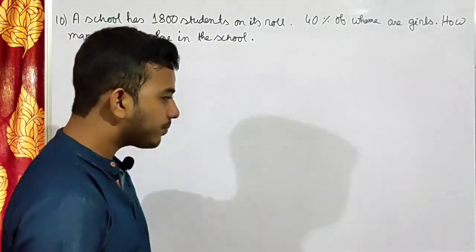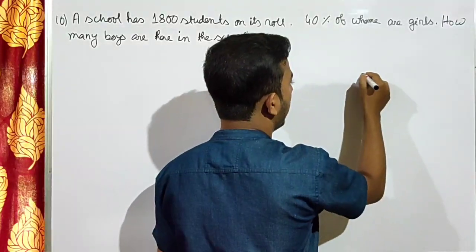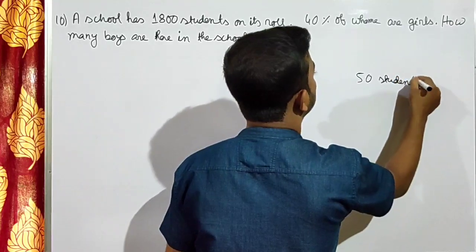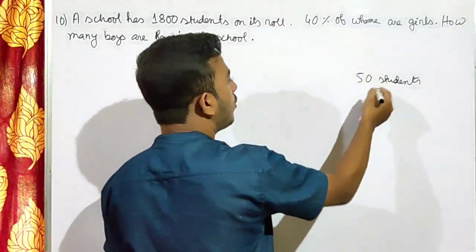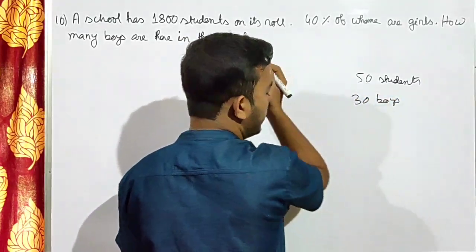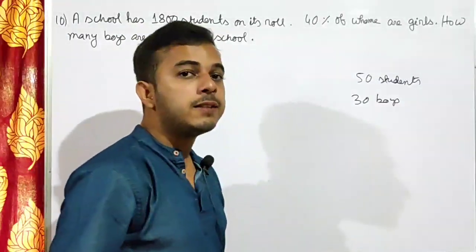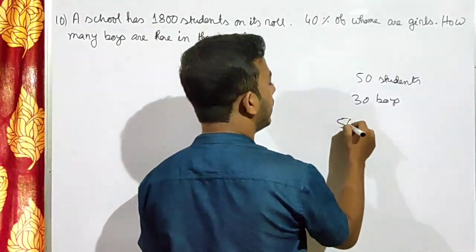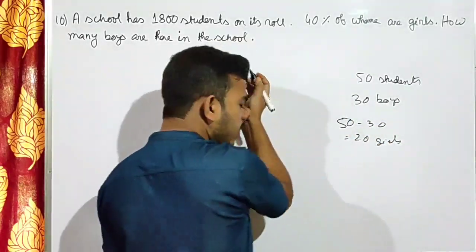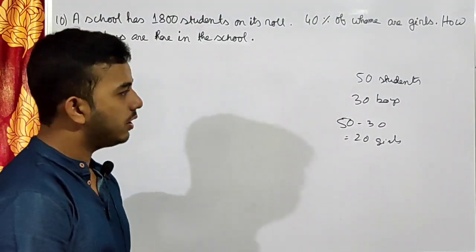Let us take one example. Look, suppose in your class you have 50 students. Out of them, 30 students are boys. So how many girl students are there? It will be 50 minus 30, that is 20. Like this, we'll find out how many girls are there, and then we can easily find out how many boys are there.